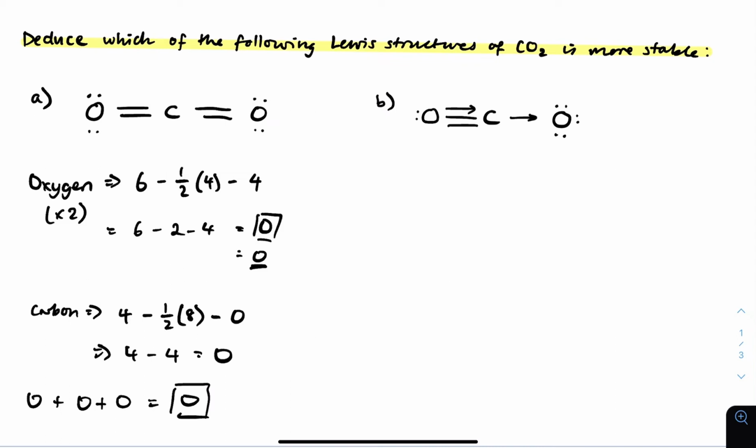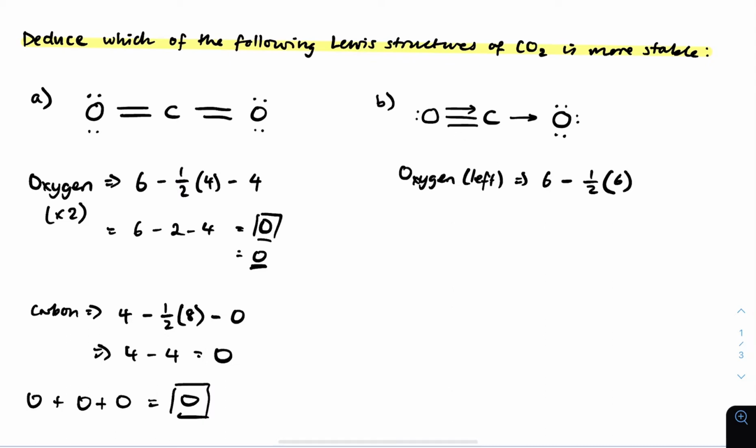Now for the other structure, the oxygens are not the same. We're going to have to calculate each oxygen differently since you've got different bonding patterns. So let's say the oxygen on the left, let's call that the first one. We've got six outer shell electrons. It'll remain the same the entire time. 6 minus half of the bonding. So the bonding is 2 plus 2 plus 2, so 6, because you've got 3 different lines over here. The dative bond still counts as 2.